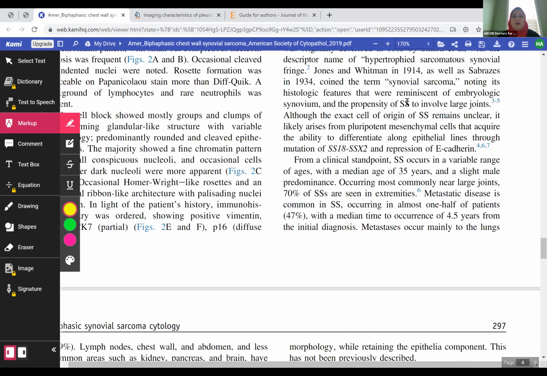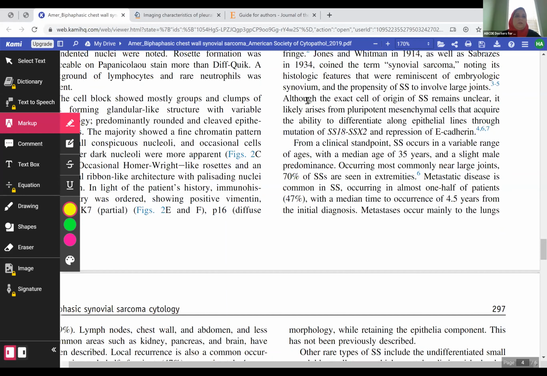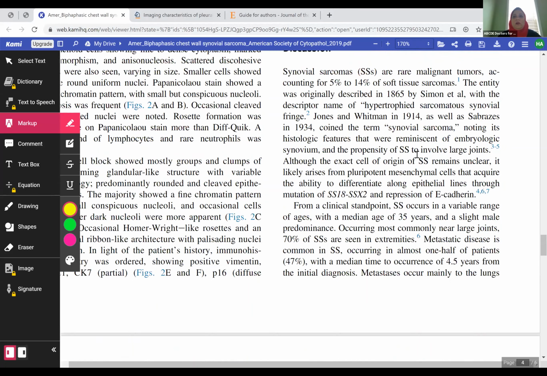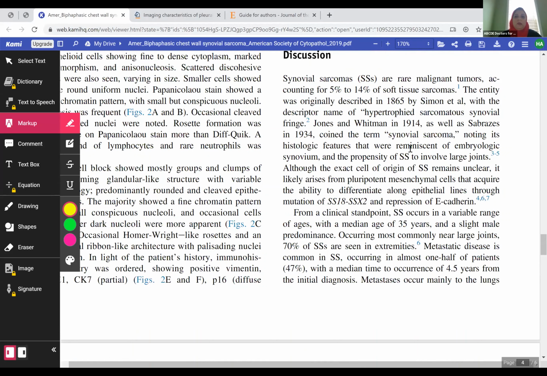And then I described why they came up with the name synovial sarcoma, because they thought that it was related to the embryologic synovium. And then here I put in a comment, which is, even though we don't know the exact origin, it likely arises from pluripotent mesenchymal cells that acquire the ability to differentiate through the mutation of this. And then I put these references. Okay, so this is a nice beginning paragraph. I talked about history, I talked about the name, I talked about what the origin is. It's just an introductory paragraph.